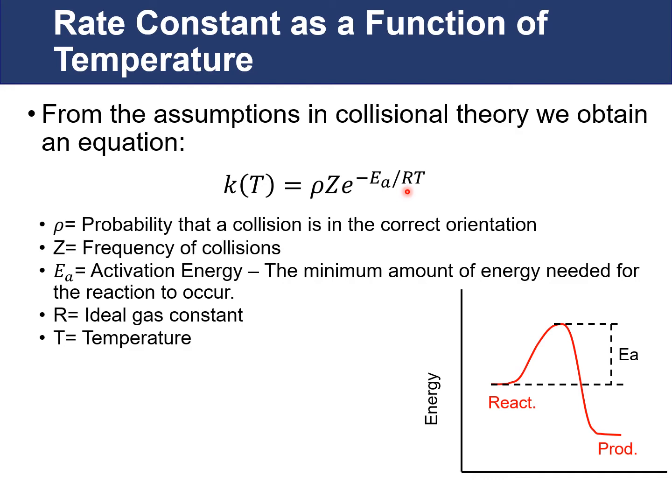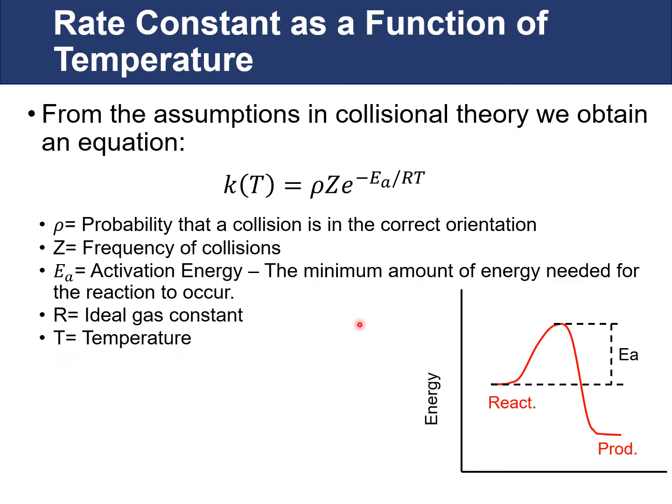R is our ideal gas constant. For this one, because Ea is the activation energy, we need to make sure that our R value has units of energy. So we'll be using the 8.314 joules per mole Kelvin. A thing to be aware of, however, is that often these activation energies are expressed in kilojoules. So you'll need to do some form of unit conversion to make sure that either your R is converted into kilojoules or your activation energy is converted into joules so that your units will cancel out. And then T, capital T, is temperature.